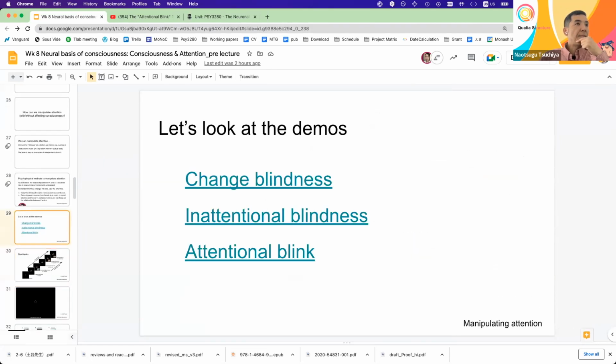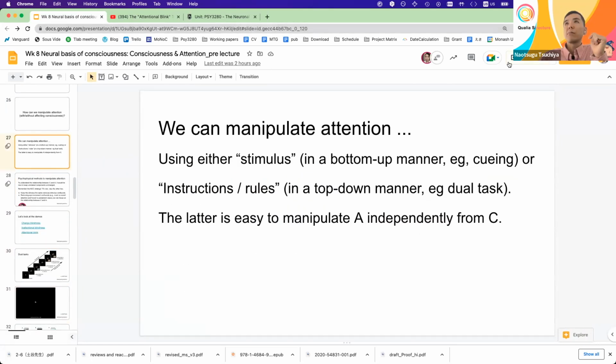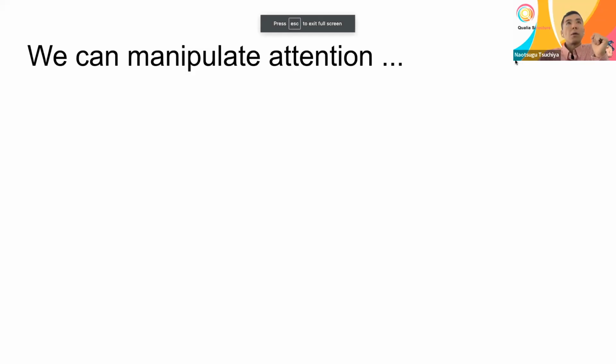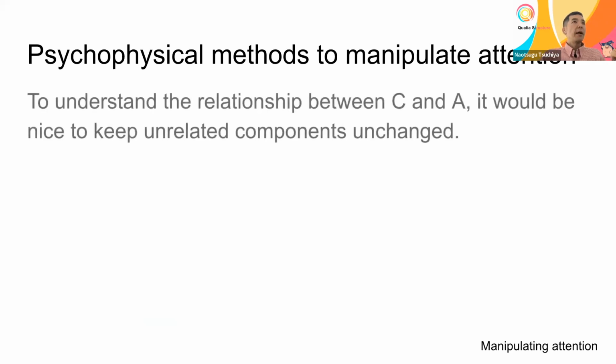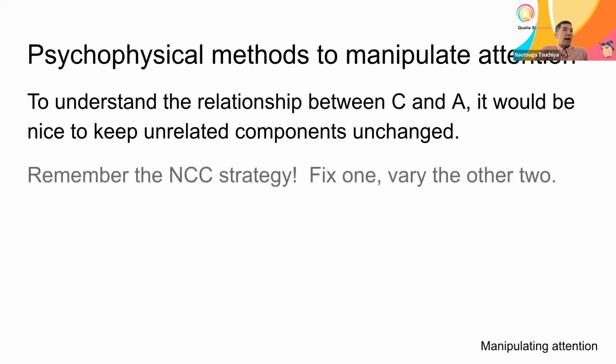Anyway, so to come back to this manipulation of attention. There are psychophysical methods to manipulate attention. There are many. And to understand the relationship between consciousness and attention, it would be nice to keep unrelated components unchanged. Basically, that's the same kind of strategy as MCC. Fix one, vary the other two. Fix, in the case of MCC, like fixing the sensory input, varying the contents of consciousness, and so on.